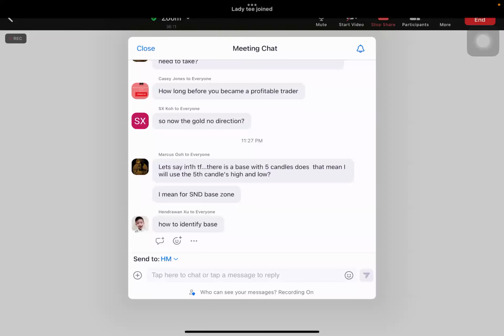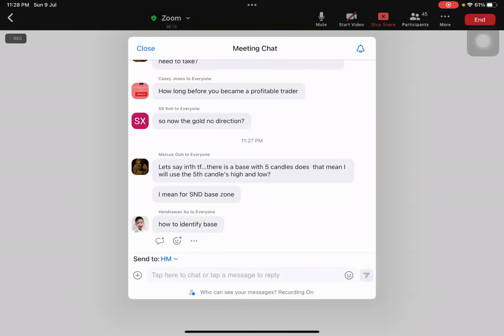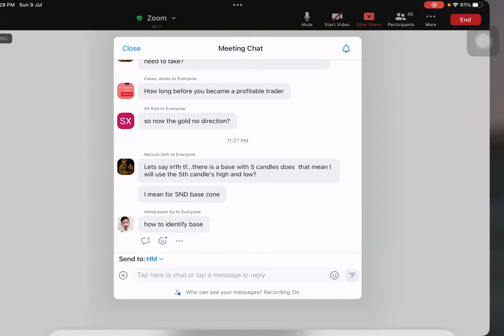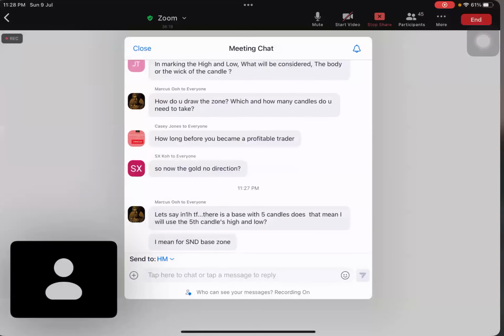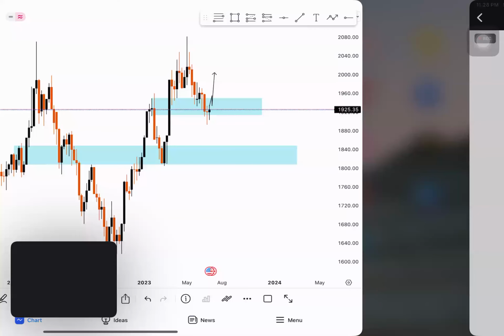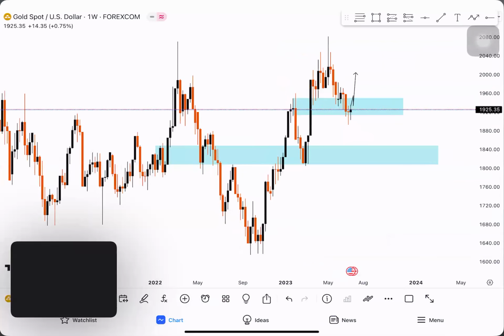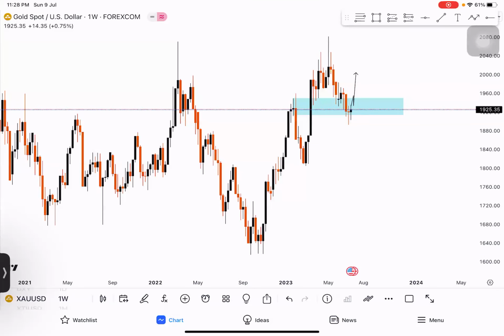The 5th candle, why do you need to use the 5th candle? I don't get what you mean. I mean the last. Yeah, I give you the example right here. Okay, it's very easy. You got 5 candles. It doesn't matter how many candles you have. You just have to know that it's a drop. Okay, this one is a drop, right?